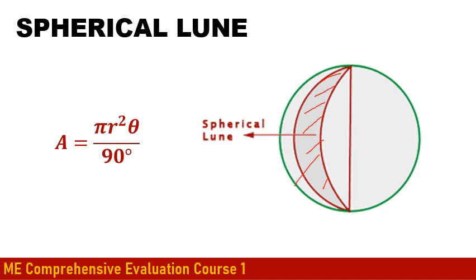90, where theta is equal to the angle here. So that is your theta, or the opening of that cut. Take note that it should be in radians. So that's the spherical lune.